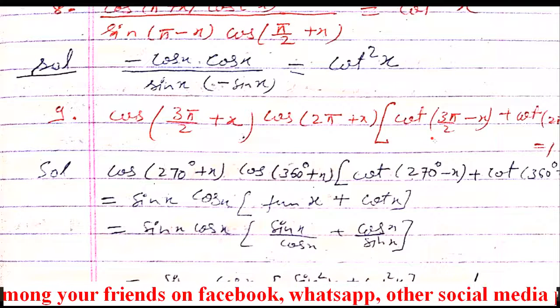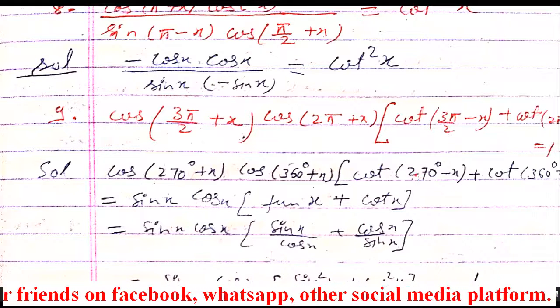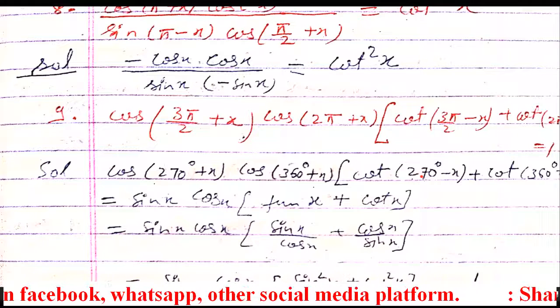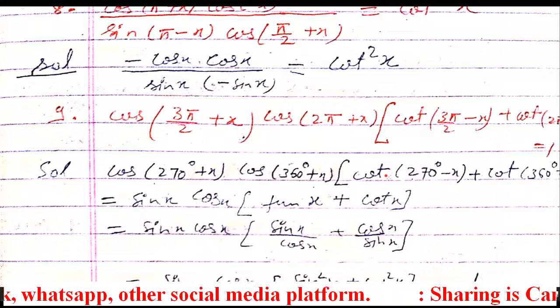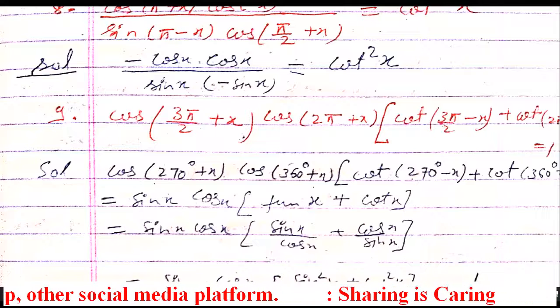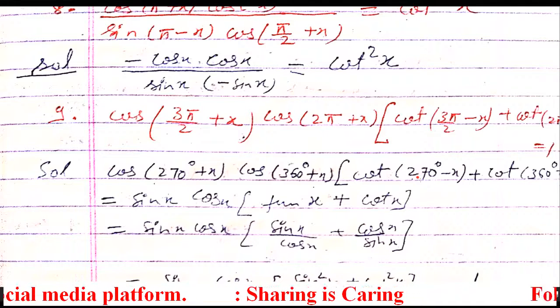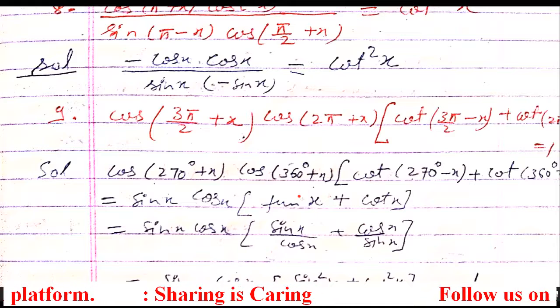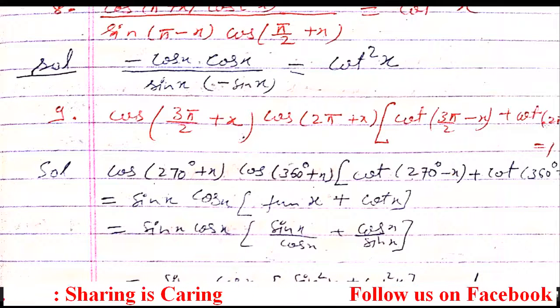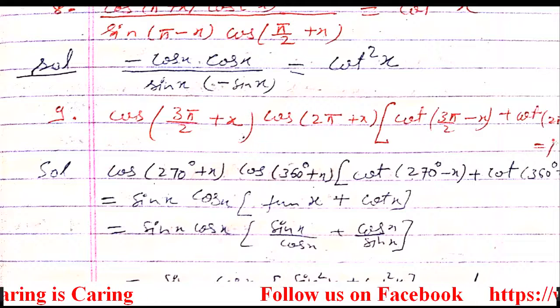Now 3π/2 - x means it is 270 - x. So it will move to the third quadrant where cot is positive. But since it's π/2, that's why it will change. So cot will change to tan.